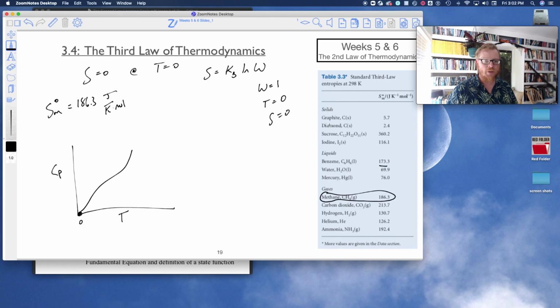I kind of left this stuff hanging because we're going to explore more of these third law entropy calculations in the computer lab activities.